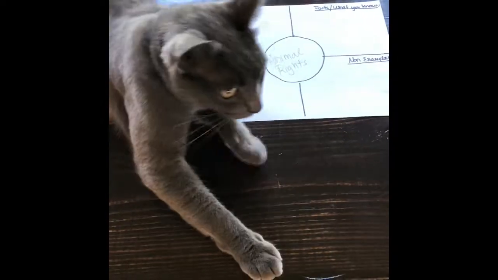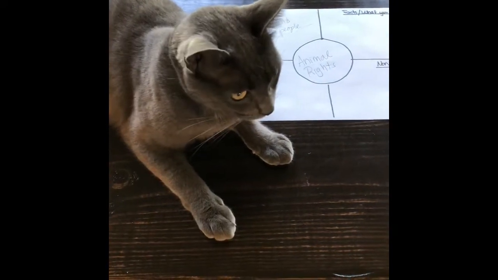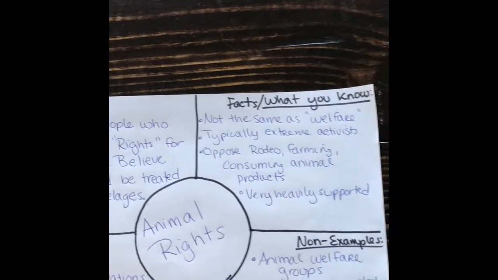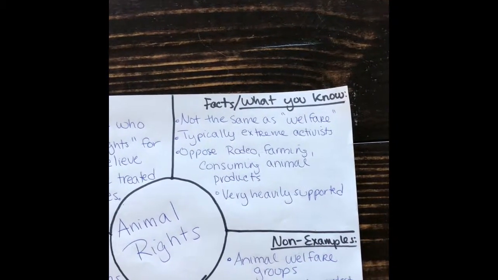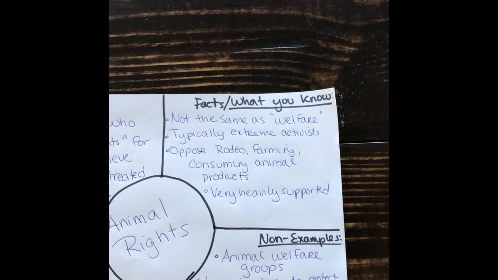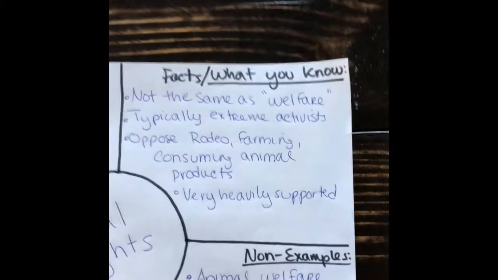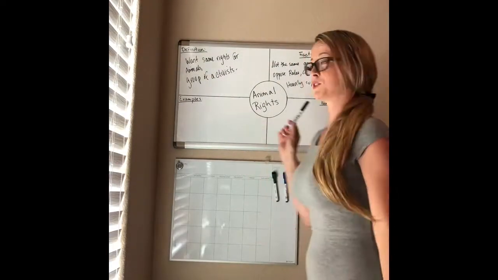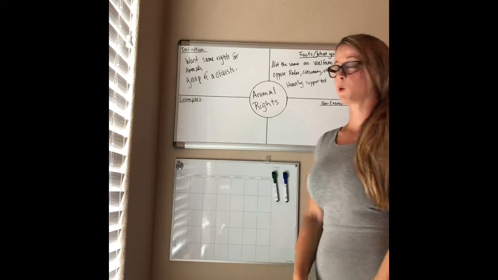So Todd, obviously it's catnapping for you. That would be an animal rights. And I'm pretty sure he wrote down more examples. So he's got not the same as welfare, typically extreme activists, they oppose rodeo, farming, consuming animal products, and they're very heavily supported. Okay, thank you, Todd, for supplying some facts and what you know about animal rights groups.